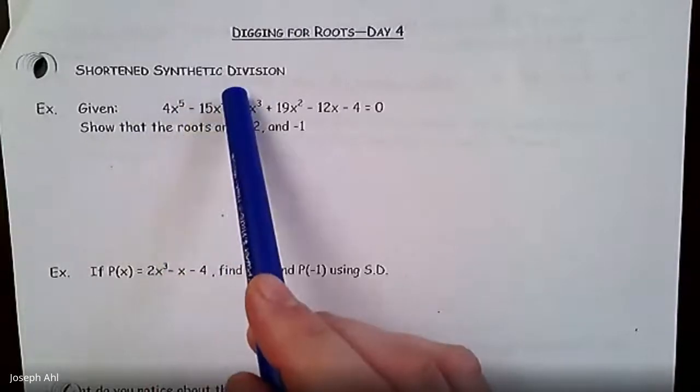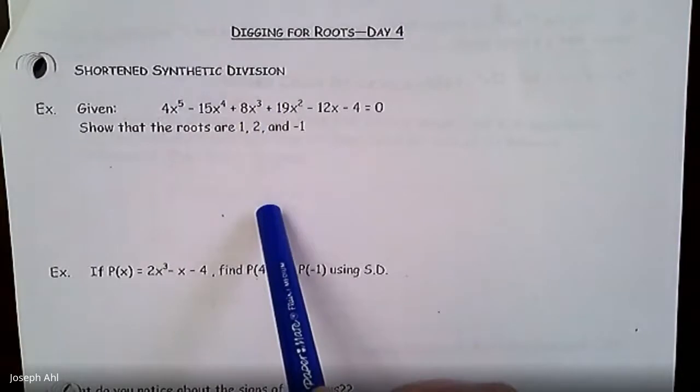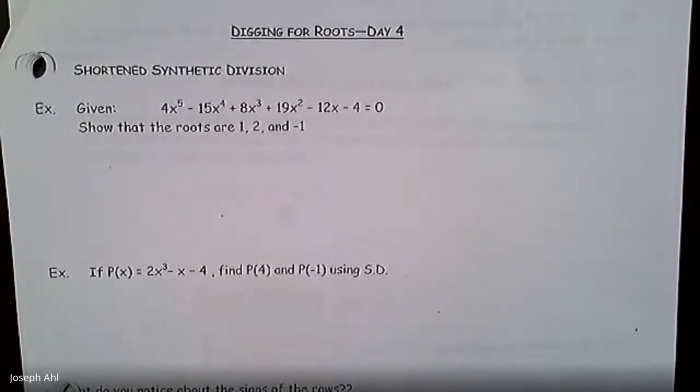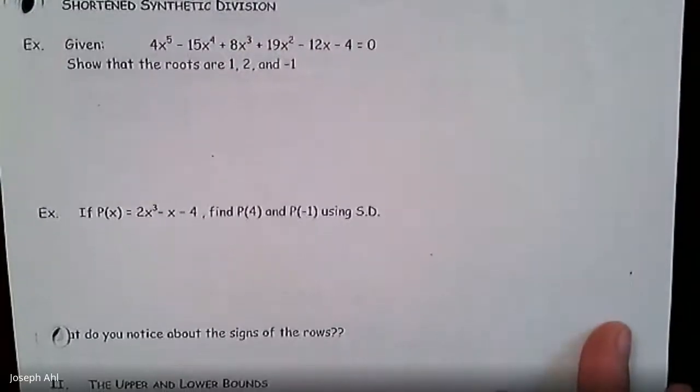It shortens the amount that we write down in synthetic division, so you'll see that happen at some point in the notes. We're going to talk about some other theorems that help us to reduce the amount of work it's going to take to eventually determine all of the roots of these polynomials. So for the first one, we'll start with that real quick. It says show that 1, 2, and -1 are roots.